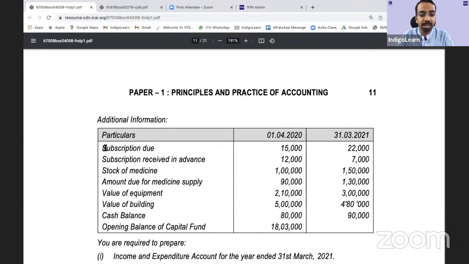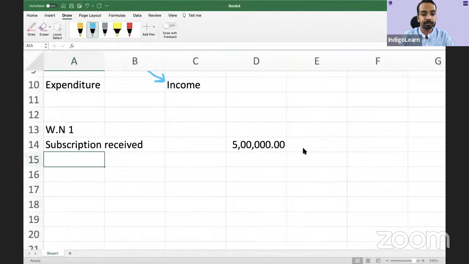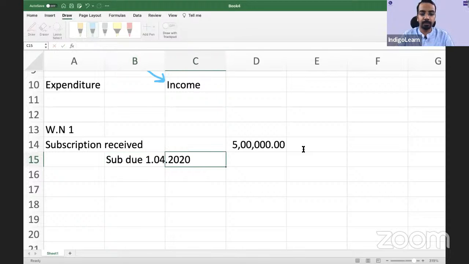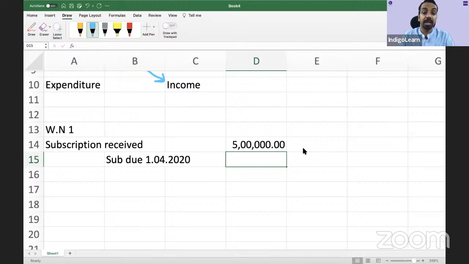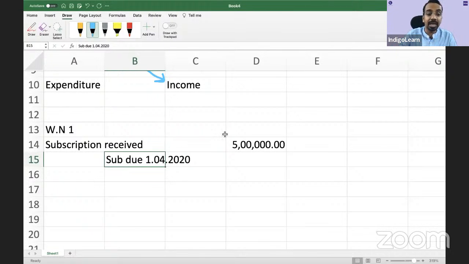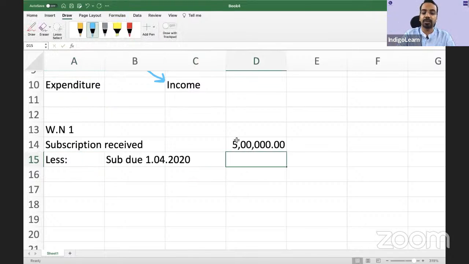Meaning to say, what is this subscription due? We have to receive this subscription when? As on 1st of April, 15,000 we have to receive. Now, I'll just write a subscription due on 1st of April, 2020, 15,000. Now, whether I should add or reduce? See, this subscription, whatever was due, we would have received along with this 5 lakhs. But that subscription pertains to the prior period. It does not pertain to the current period. So you will say less subscription due as on 1st of April, minus 15,000. That's the first thing.